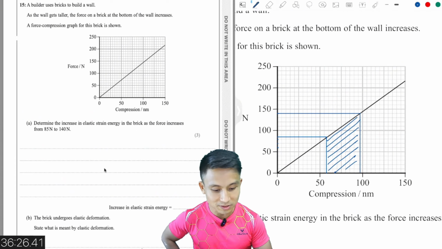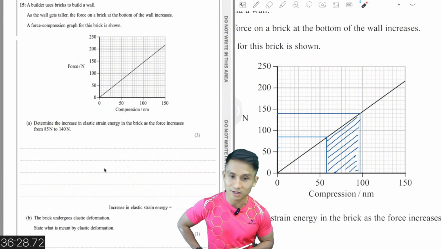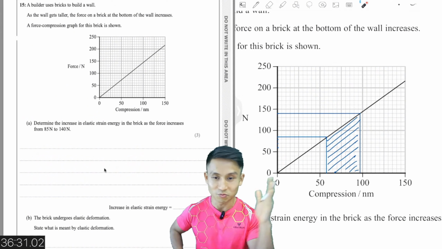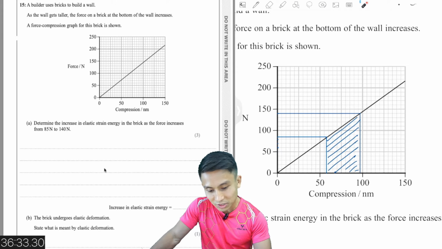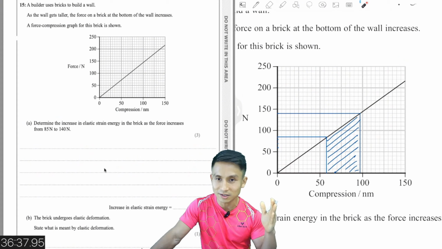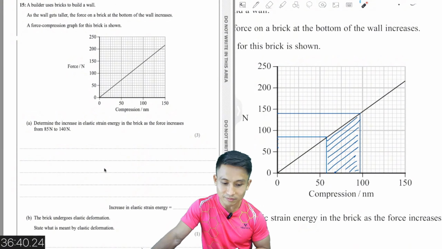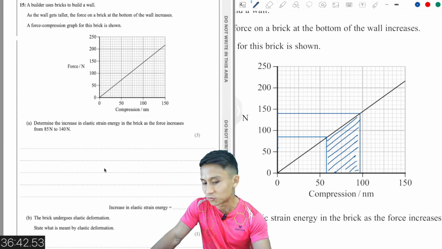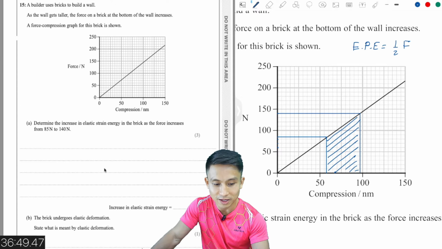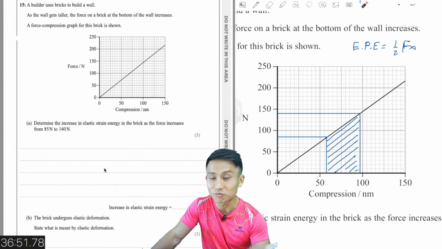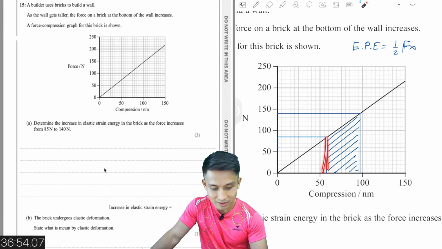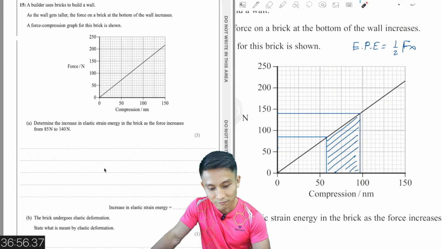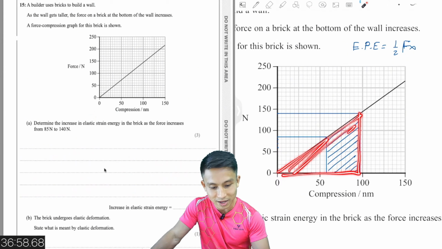right? Because what's the definition of EPE stored in the brick? If you are stretching it at this point, this will be the energy stored. It's the area under the force extension graph. Or if you prefer remembering the formula, it's EPE in the spring equals half Fx. But in this case, it's just the compression. So same thing. But when you stretch to 140 newtons, it becomes this area.